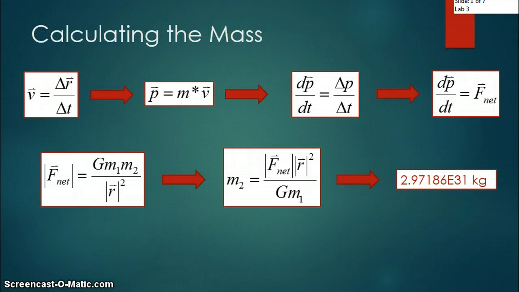To calculate the mass of the object, I began by calculating the change in velocity. Then I multiplied this velocity by the mass to get the momentum at this position. I calculated dp/dt by dividing the difference between the previous momentum and the current momentum by the change in time. This gave me F net because F net equals dp/dt. I then used Newton's universal law of gravitation to calculate the mass of the black hole, which turned out to be 2.97186 times 10 to the 31st kilograms.